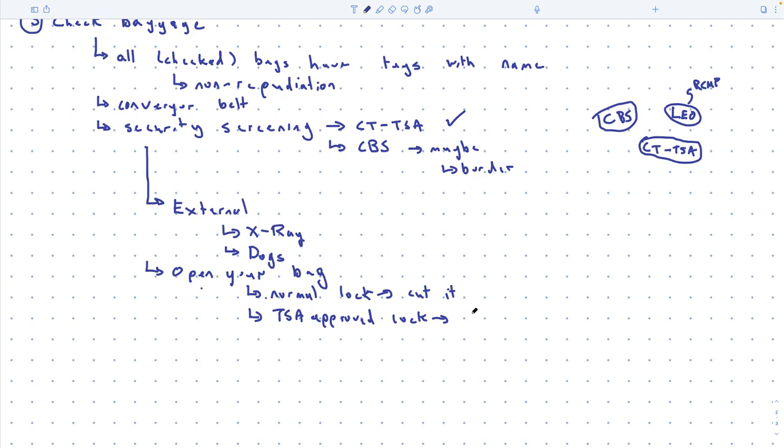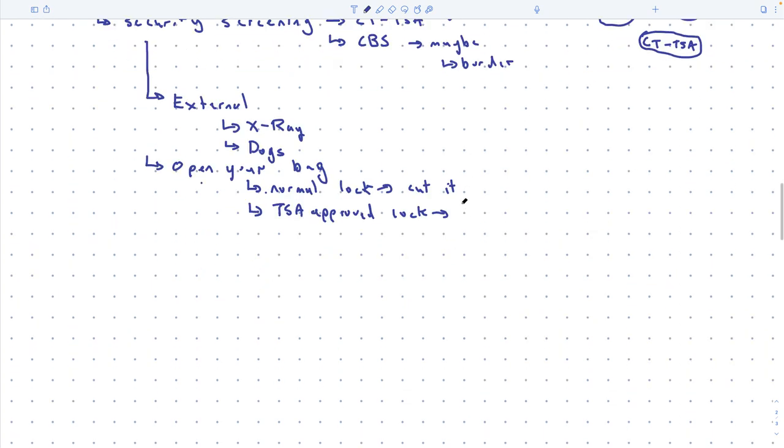And this is a lock that has two keys that open it. One is your key that's unique to you. So you and I both go in the store, we both buy these locks. My key can't unlock your lock, and your key can't unlock my lock. Okay? So you have a user key. And then TSA have kind of like a master key that can unlock all of these.